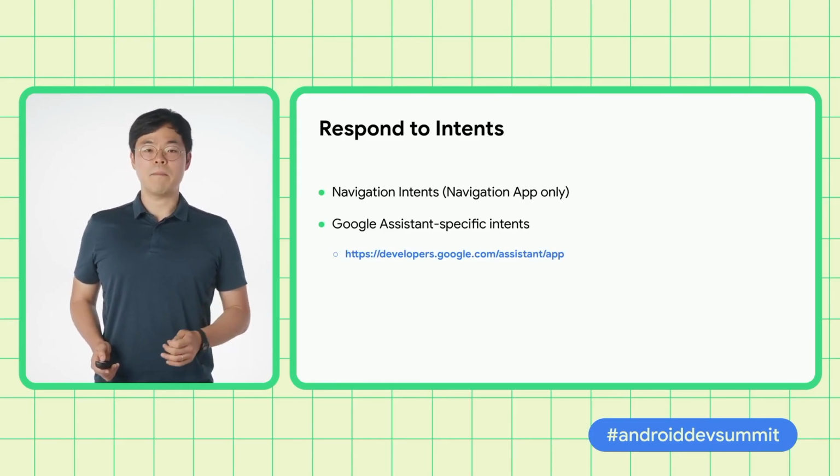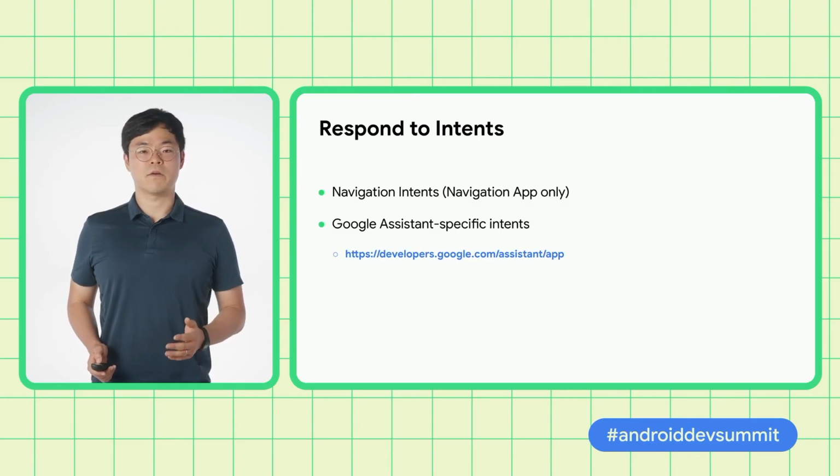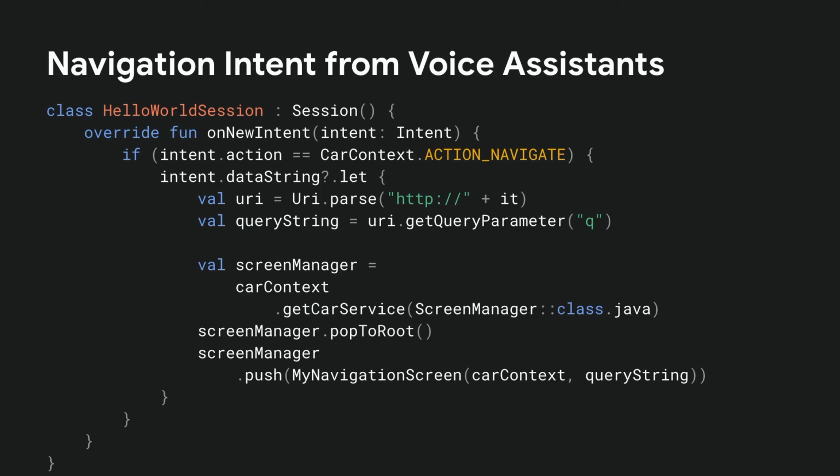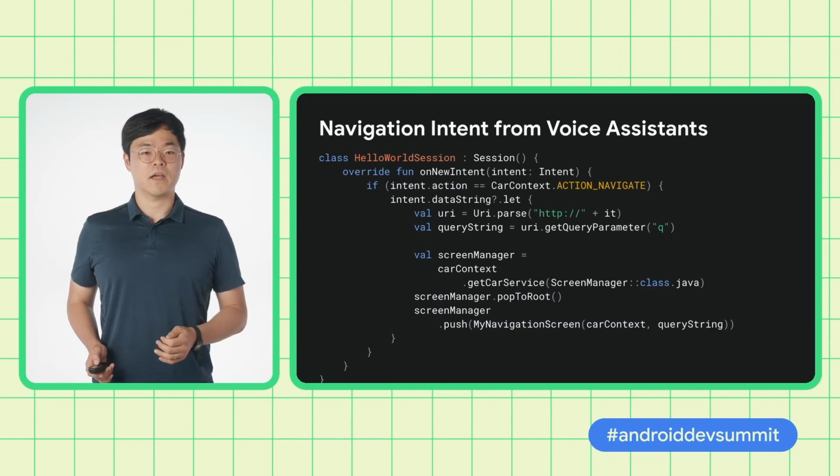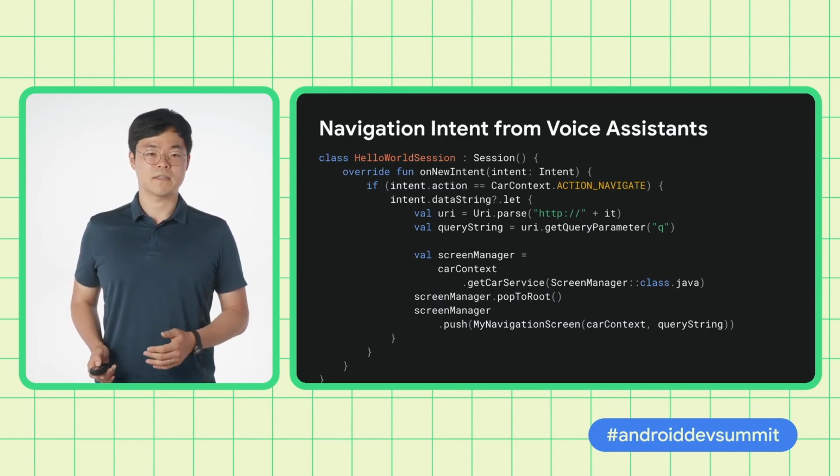In addition, your app may receive built-in and custom intents from Android App Actions, just like your phone app. For more information, please refer to the link in the slide. Here, we are handling the intent that we receive in the onNewIntent method. The intent received in the onCreateScreen method can be handled in the same manner. If the intent action is CarContext.ACTION_NAVIGATE, we parse the query string, which we pass to the constructor of MyNavigationScreen that we push. See the car context developer documentation for the exact format of the intent.